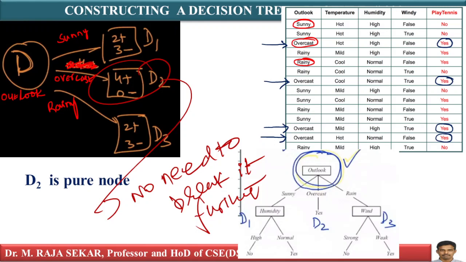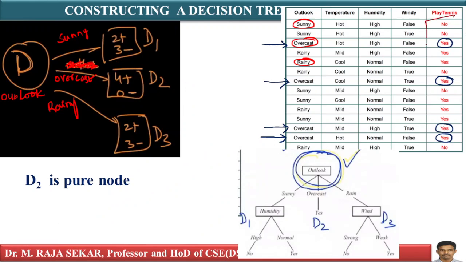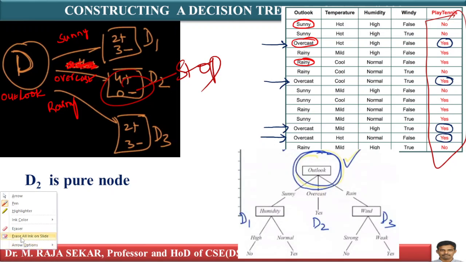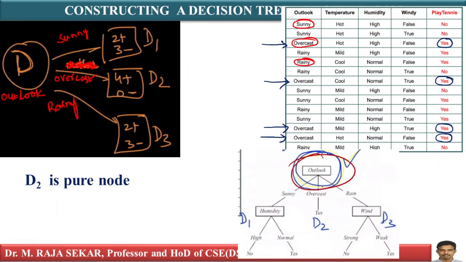Here in D, I have 9 positive points. What is my data set? In my data set, just observe here, how many? 9 positive points and 5 negative points. Here in D2, I have 4 positive points and 0 negative points. So I can stop here. Why? Because my D2 is a pure node. Therefore, I must stop here, isn't it? Just see this Outlook. Outlook has the overcast value. Overcast means all positive points. All points are positive, which means I must say yes.